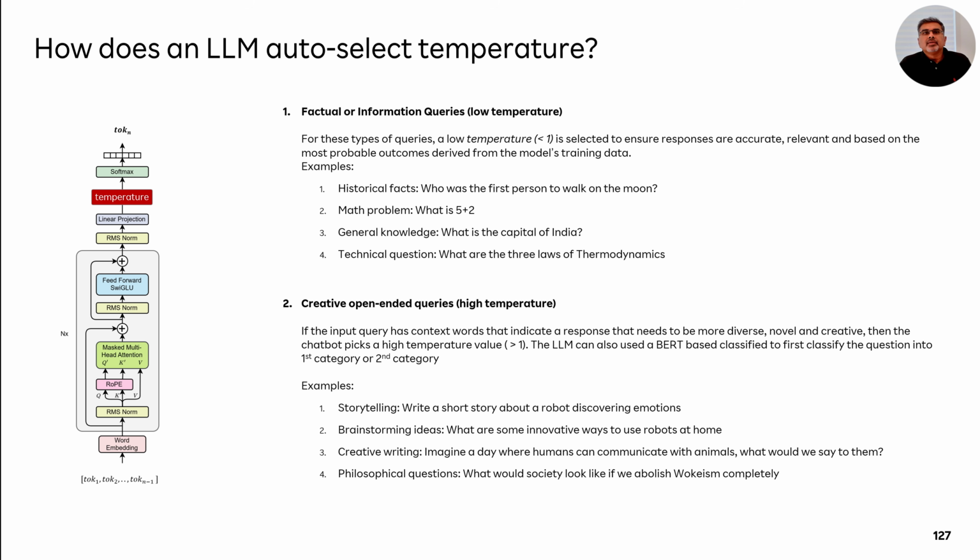It's a factual question and you don't want the responses to be creative. So what it does is it will make the temperature value less than 1, a smaller temperature value, which means that fewer tokens end up in the candidate list that the top P sampling can pick from.